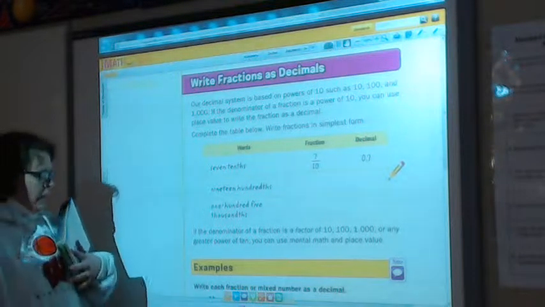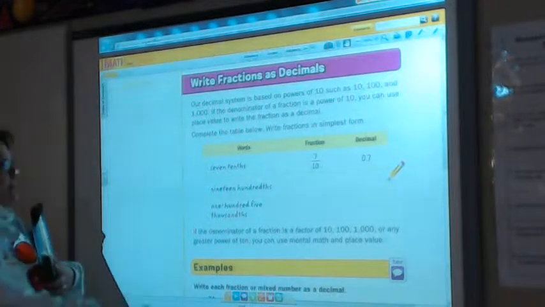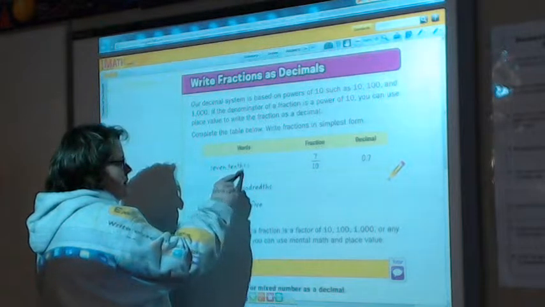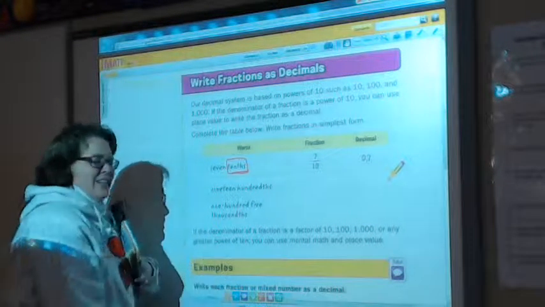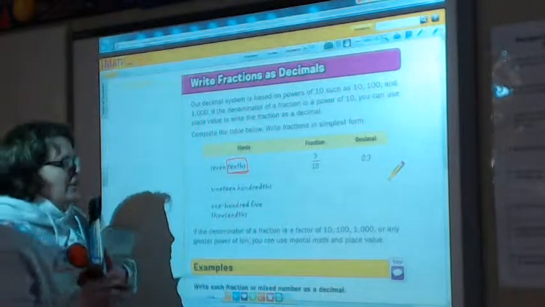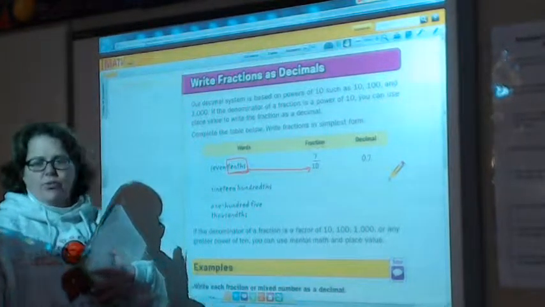Now, this first problem has the fraction 7/10. And if you look at the word tenths, that word tenths should let you know what this denominator is going to be in your fraction.